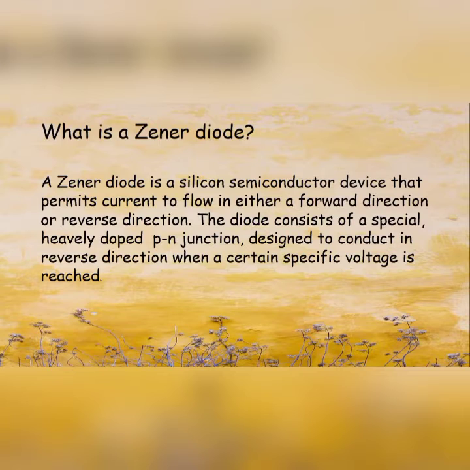A zener diode is a silicon semiconductor device that permits current to flow in either a forward direction or reverse direction. The diode consists of a special heavily doped PN junction designed to conduct in the reverse direction when a certain specific voltage is reached.